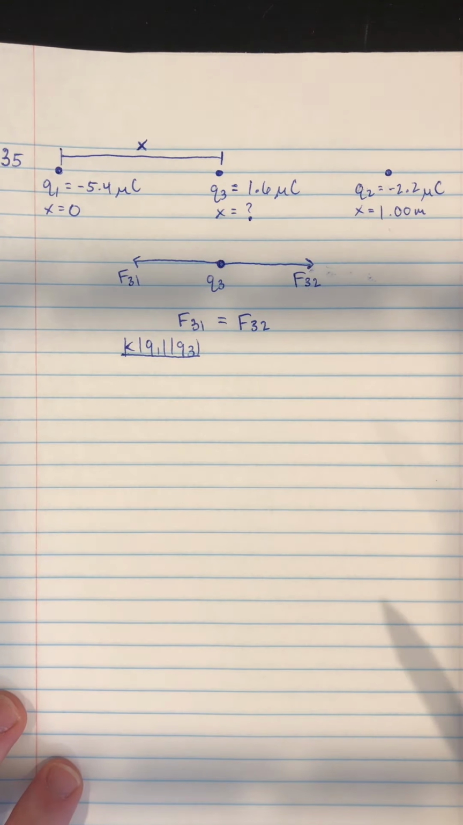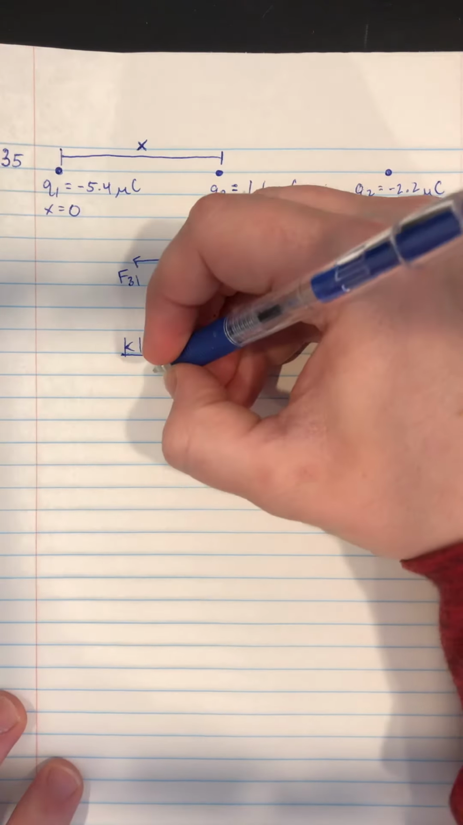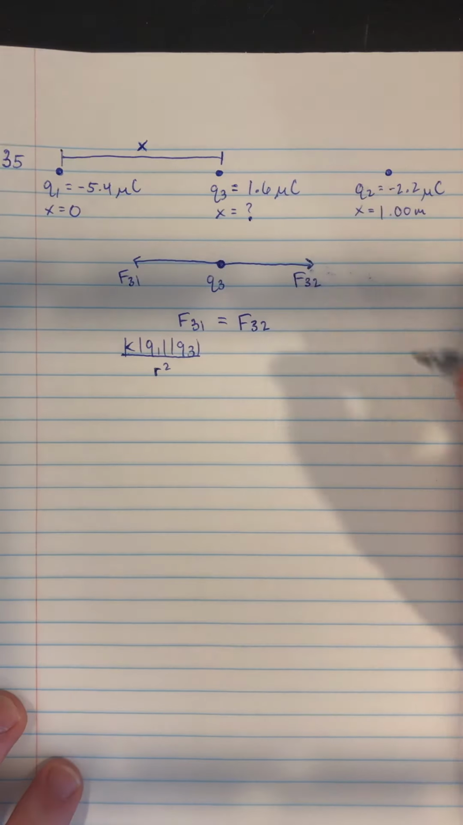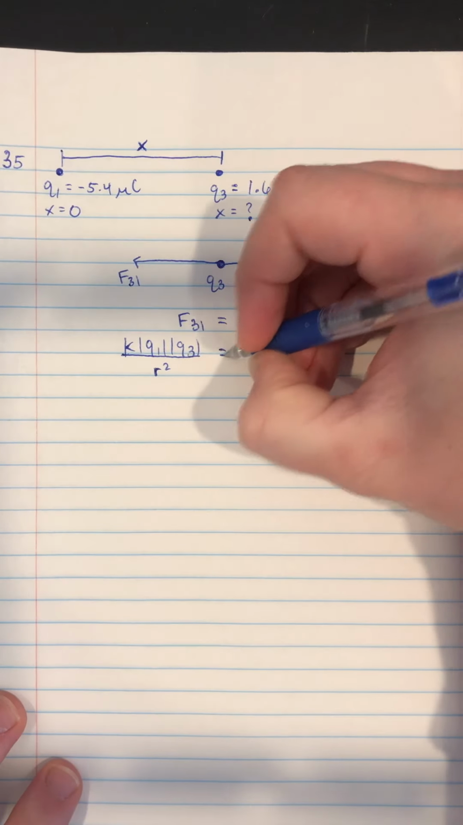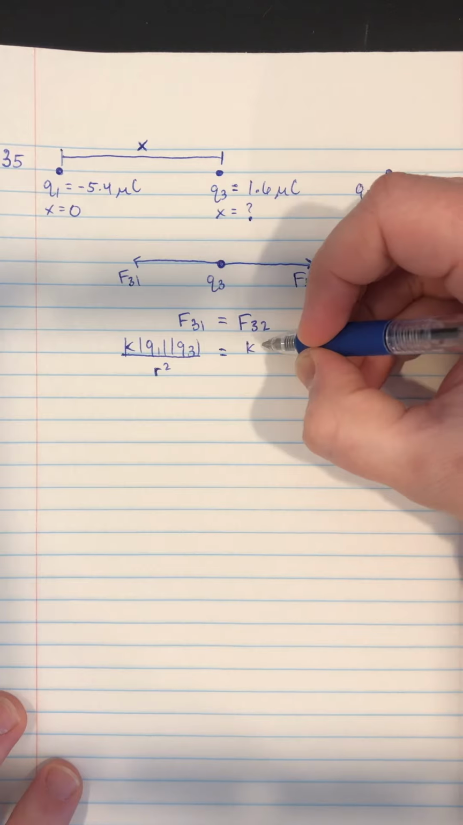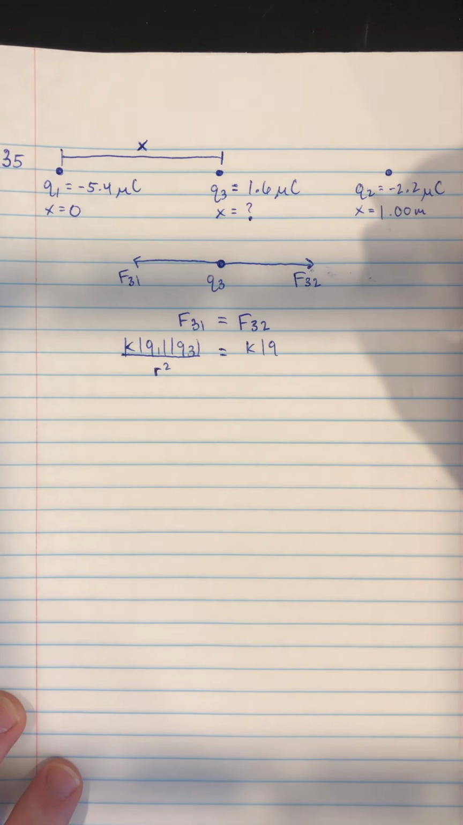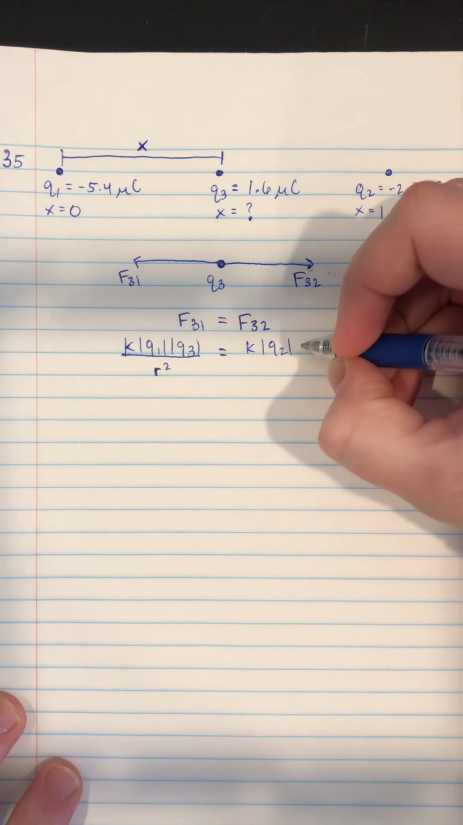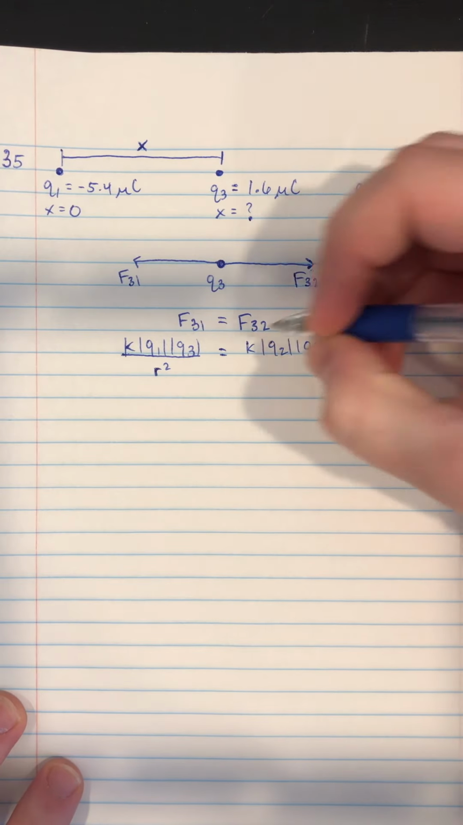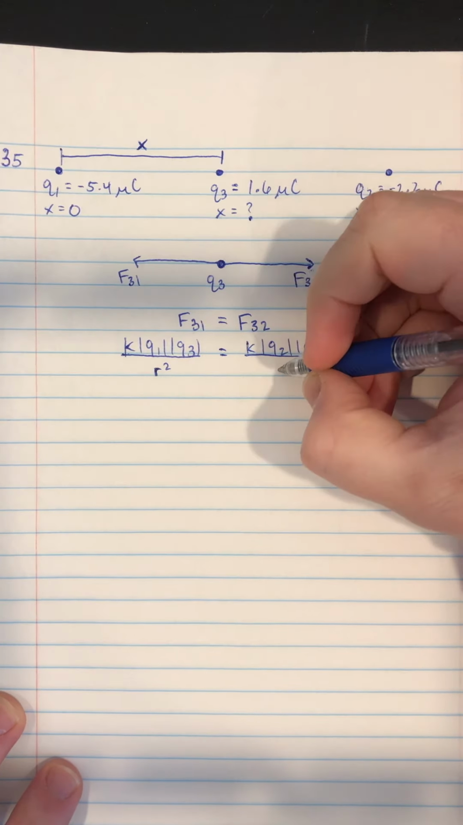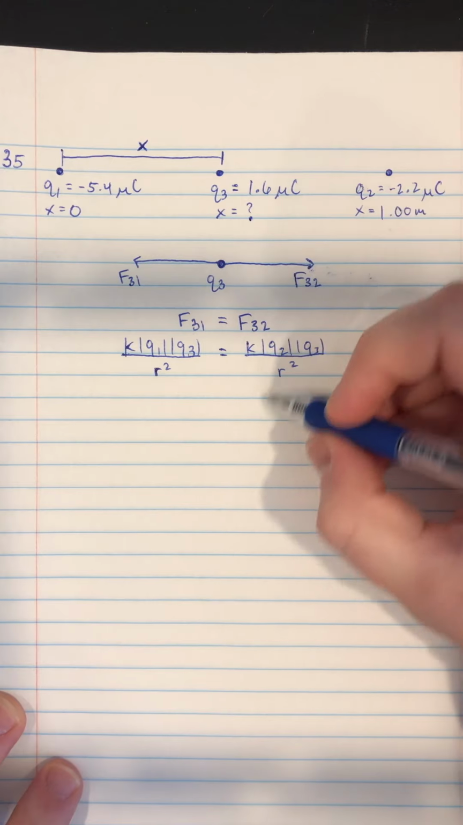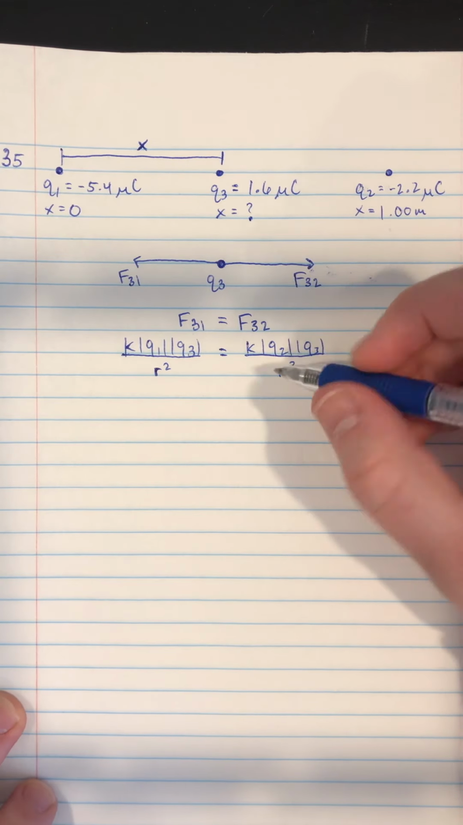And that'll be the distance that we're looking for. So this will be r squared. We'll have a value to put in for r there. This one will be k, q2, q3 over r squared. This will be a different r value, so we'll have to be careful about that.